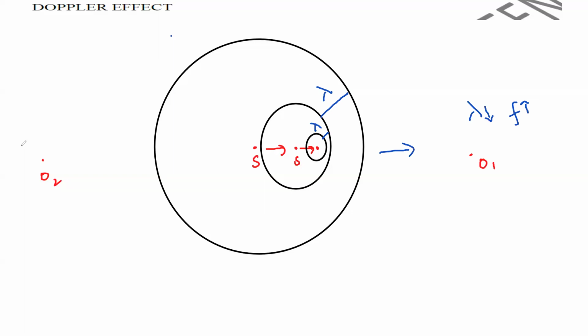The opposite will happen for observer 2. So the wavelength will be longer and the frequency will be lower. So this effect, the relative change in the frequency and the wavelength due to the motion of the source and observer, we call that the Doppler effect.